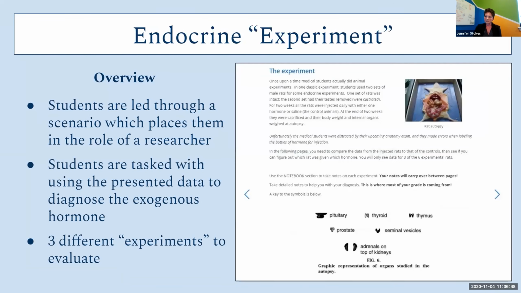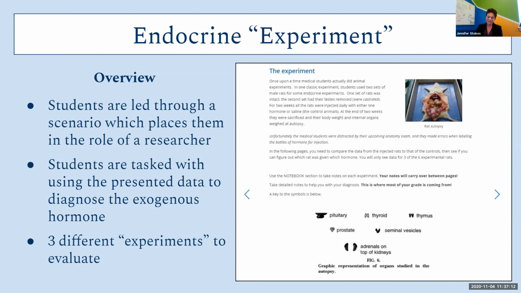So after the review and the application practice as part of the lesson, we've now moved on to the experiment. Here students are led through a scenario which places them in the role of a researcher, right? So they get to assume the role of a scientific researcher, which the students often find is kind of fun. The students are tasked with using the presented data to diagnose the exogenous hormone that was administered to the rats.